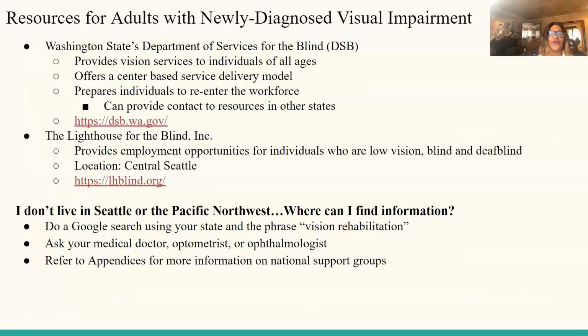We've got resources for newly diagnosed visually impaired individuals. We've got Washington State's Department of Services for the Blind, and they have a great center-based service delivery model, very comprehensive. And if you call them, if you don't live in the Seattle area, because it's based in Seattle, Washington, I am sure that they will provide you a plethora of information and resources.